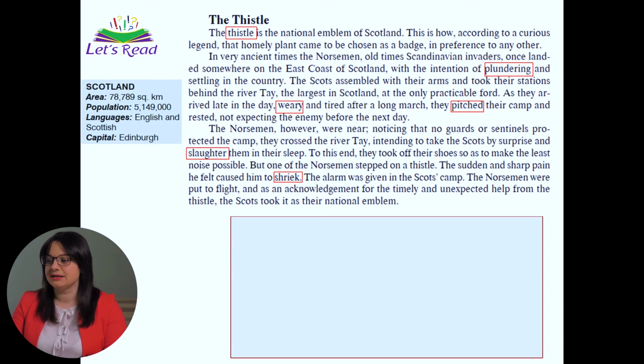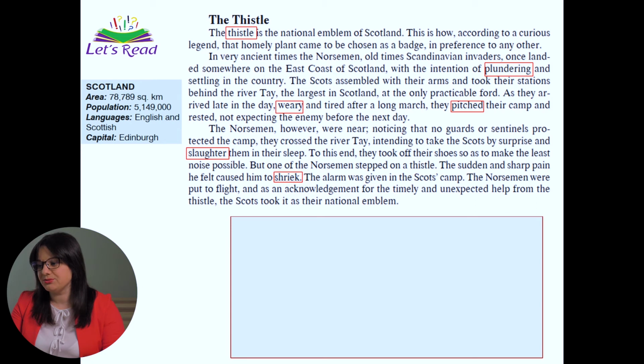Here is a text about Scotland and the national emblem of Scotland, the thistle. The thistle is the national emblem of Scotland. This is how, according to a curious legend, that homely plant came to be chosen as a badge in preference to any other. In very ancient times, the Norsemen, old-time Scandinavian invaders, once landed somewhere on the east coast of Scotland with the intention of plundering and settling in the country.